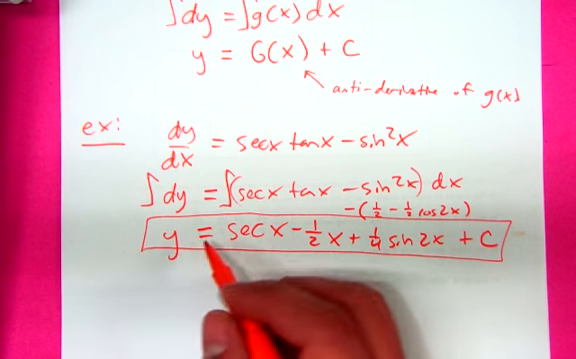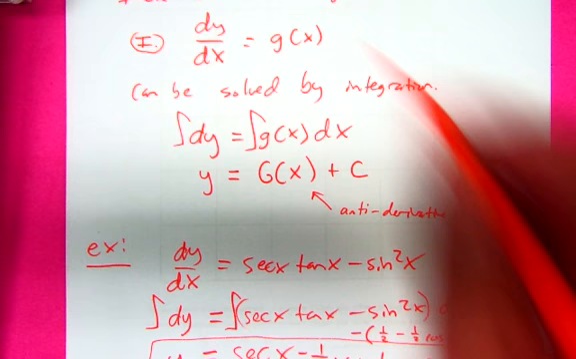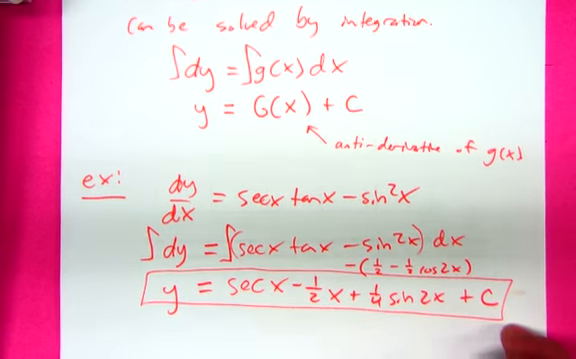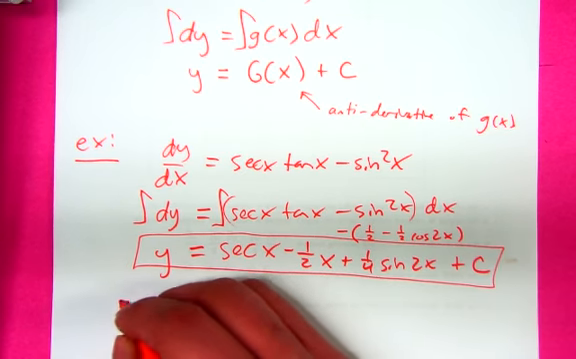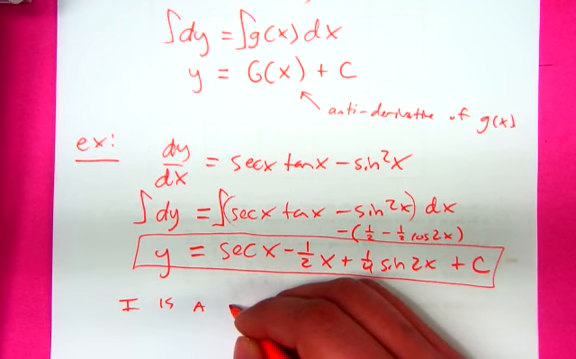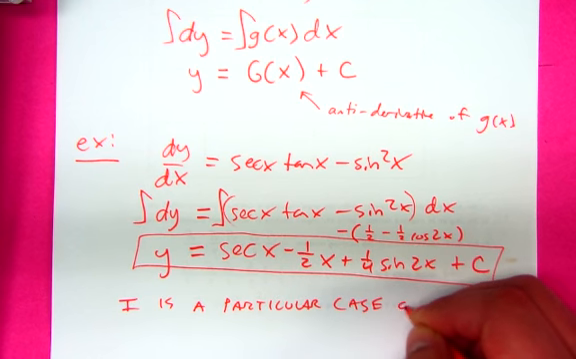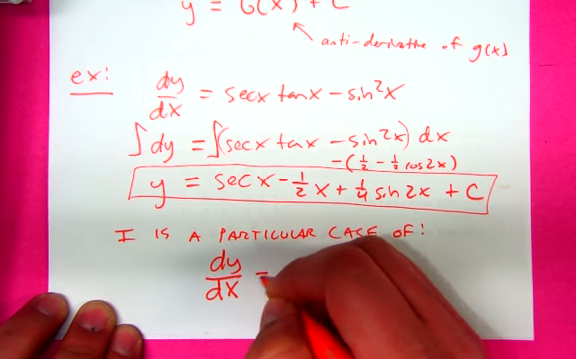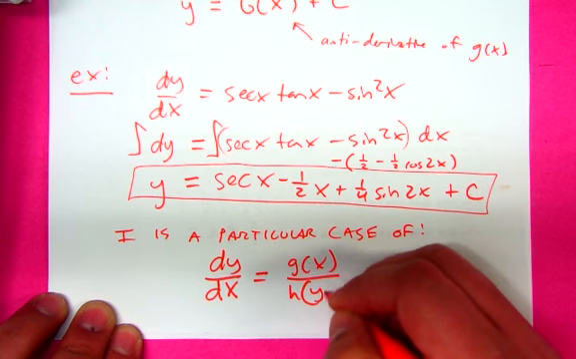Okay. So this up here, let's call this equation 1. Which one? dy/dx equals g of x. And now I'm going to say that 1 is just a particular case of this bad boy. Nothing's stopping you.